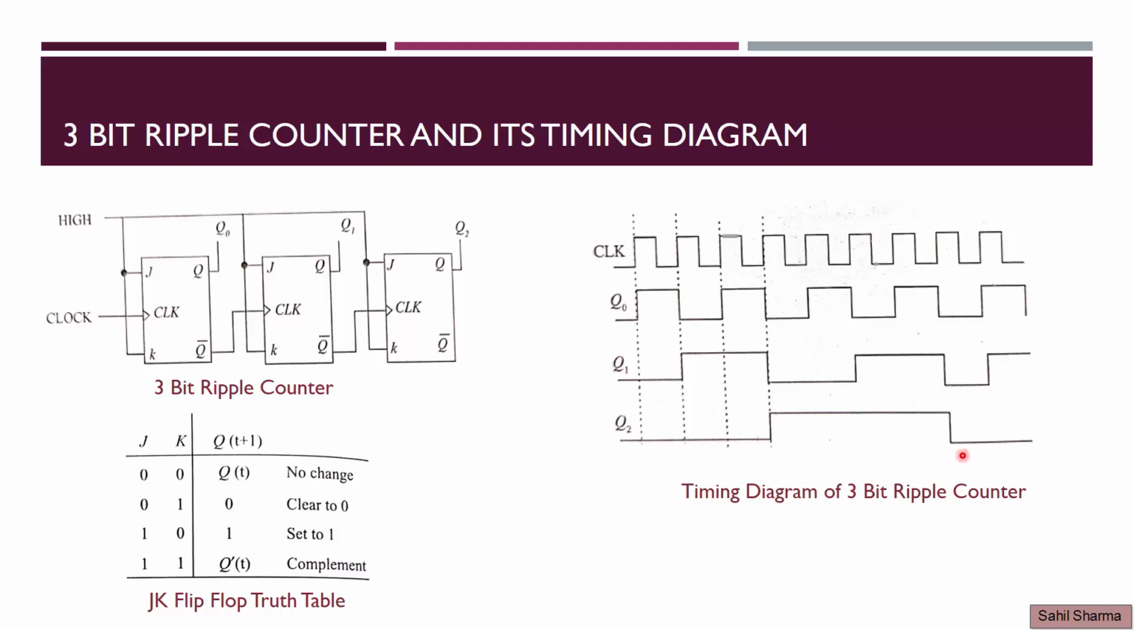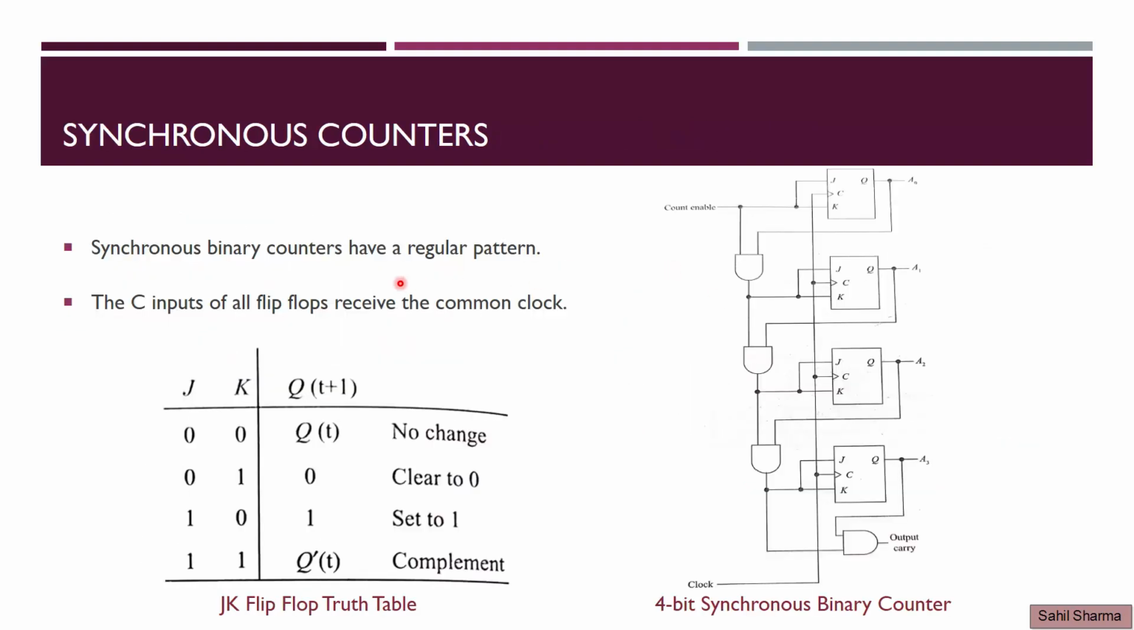Also at this place, when Q1 is changing from 1 to 0, when it is falling, Q2 is also changing. If Q2 was 1, it becomes 0. If Q2 was 0, it becomes 1 at the falling edge of Q1. So, synchronous counters. Synchronous counters have a common clock.